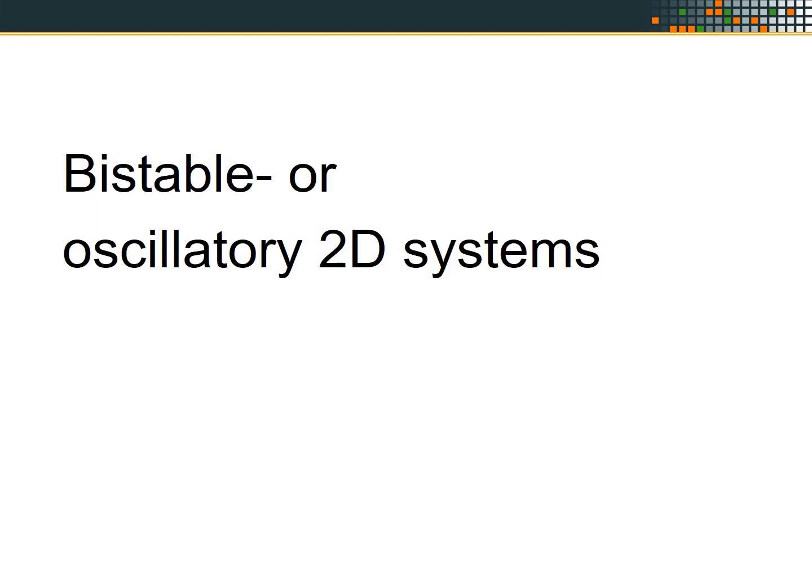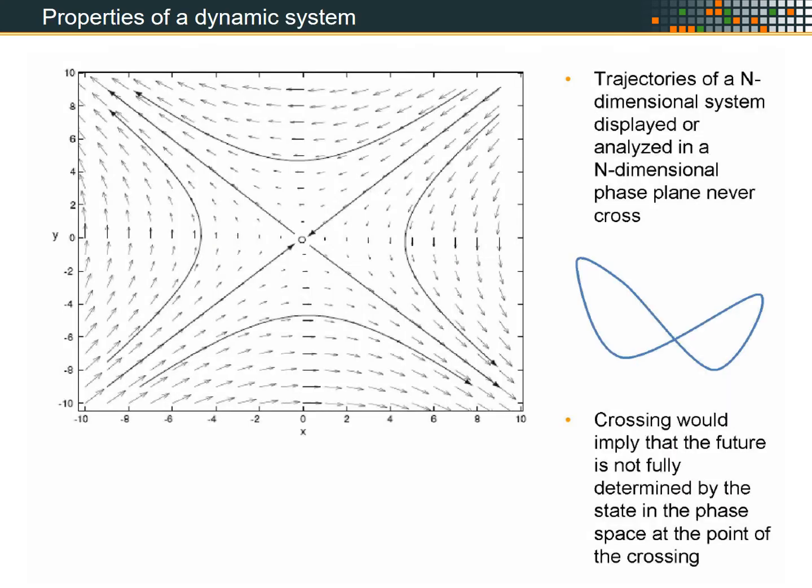With that, we are coming to bistability, or oscillatory two-dimensional systems, as one of the principal solutions that you will find in spiking behavior of neurons. Before we dive into this, I would like to remind you of one very important property. If you plot a phase plane characterizing the activity of a two-dimensional system, as here, then the trajectories of a system should never cross. Or more generally speaking, if you look at trajectories of an n-dimensional system and you analyze that in an n-dimensional phase plane, then they should never cross.